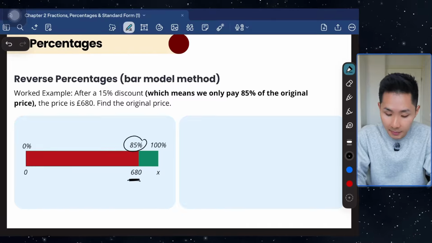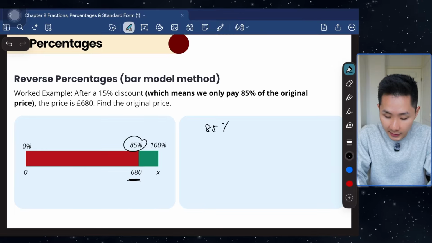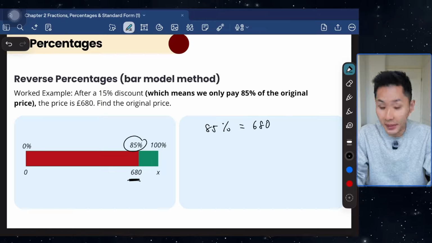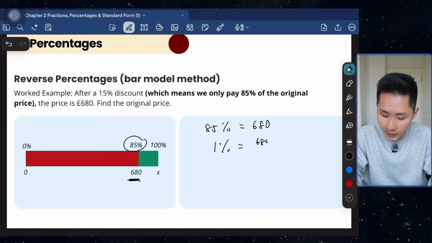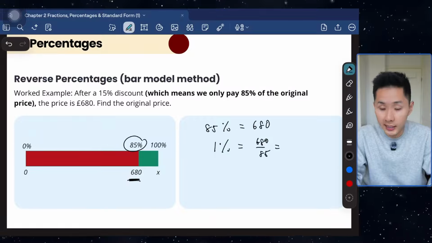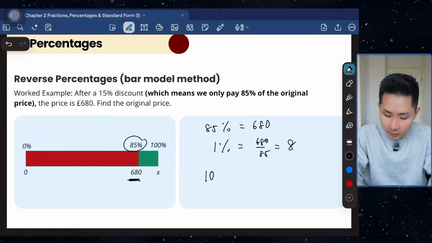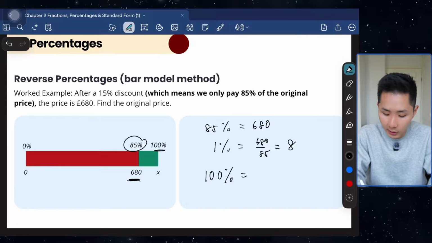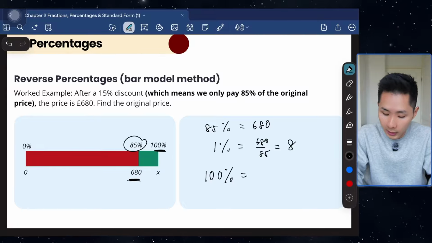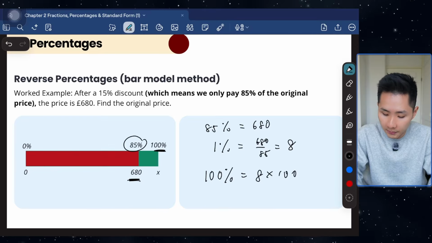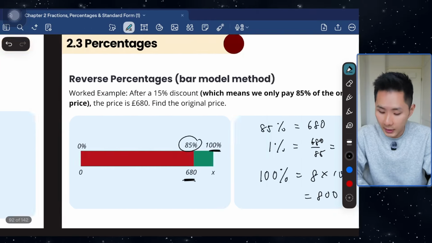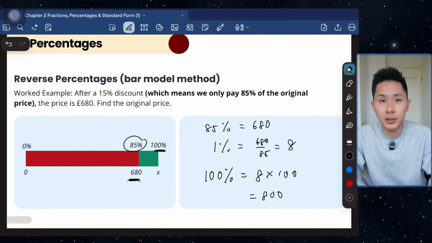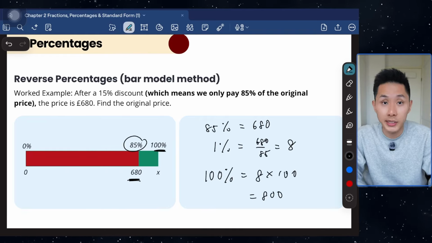We can use the same method technically. 85% is equal to 680. Let's find out what's 1%. To solve for 1%, you can do 680 divided by 85. If you key this into the calculator, you'll get 8. Therefore, to calculate 100%, which is the original price before the discount, you can do 8 times 100, which will give you 800, which is what we calculated before. So these are the two different methods you can use to calculate reverse percentage.